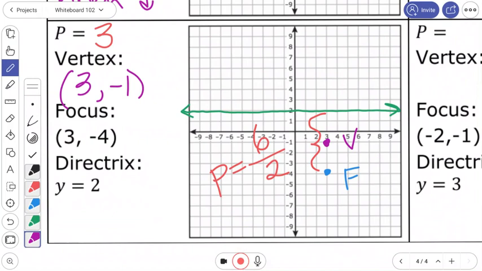Now, one more question. Which direction is this parabola going to open? Remember, our focus is down, so we're going to open down. Our focus is always in the bowl-shaped part of our parabola. Also, our parabola will never cross our directrix. So that's the direction of opening. And that is your little tutorial on that.